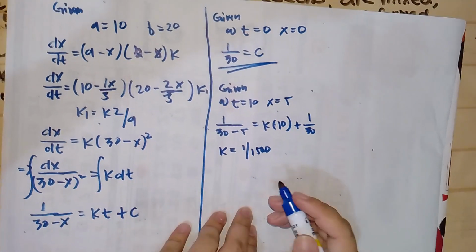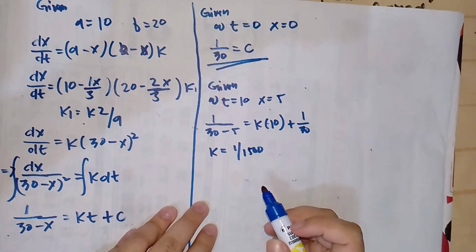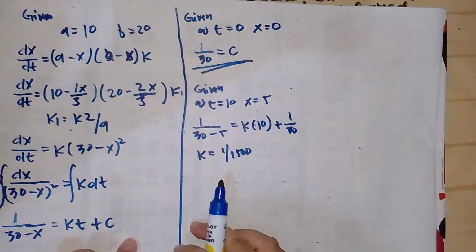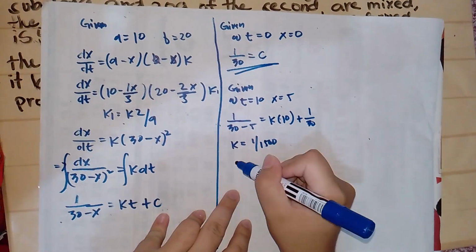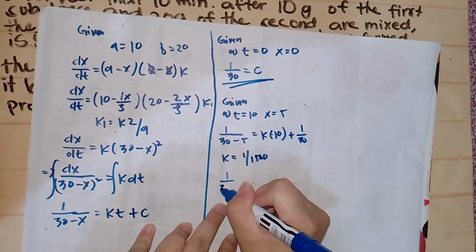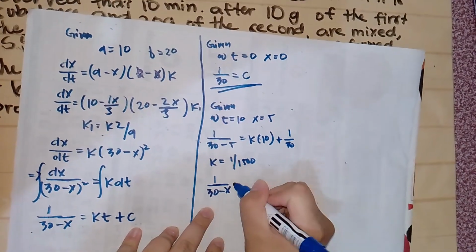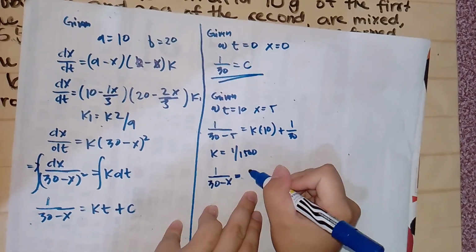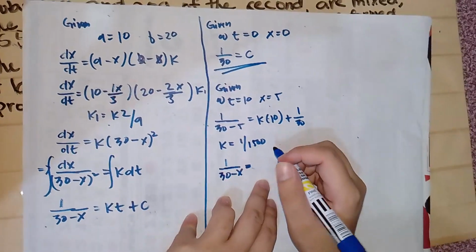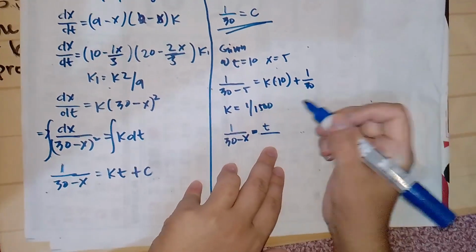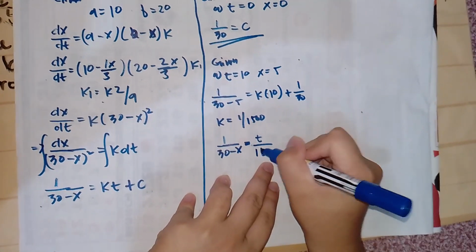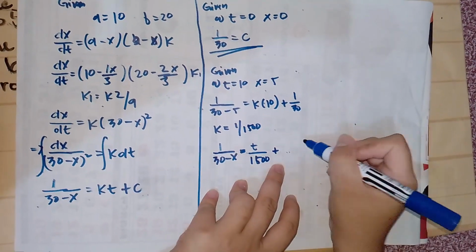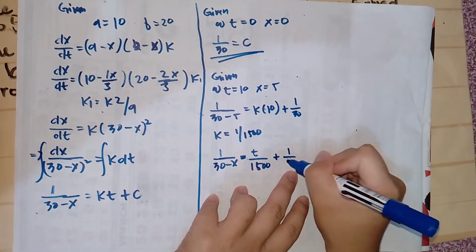Next, to get the value of x, we substitute the following values into our equation. So 1 over 30 minus x is equal to, with the value of k being 1 over 1,500, t over 1,500 plus the value of c, which is 1 over 30.